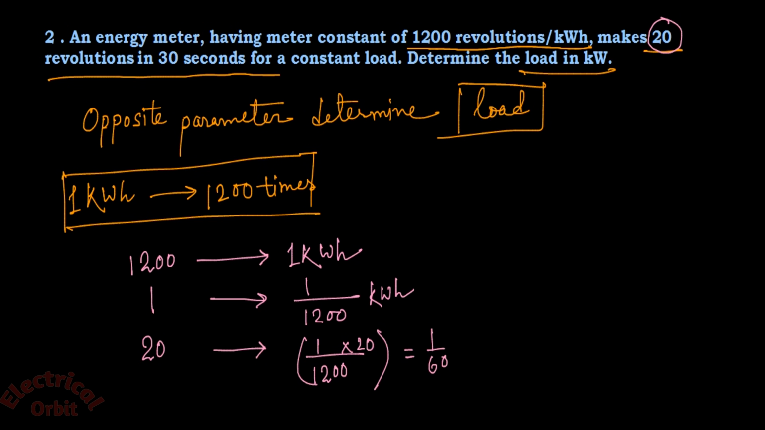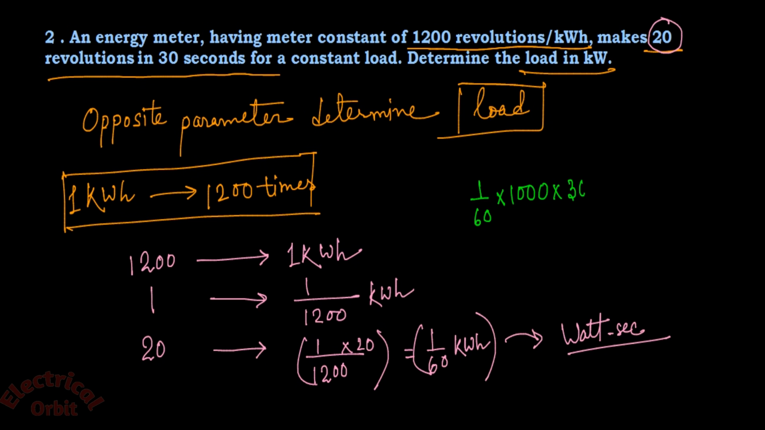That is roughly 1 by 60 kilowatt hour. Now if we try to convert this kilowatt hour energy into watt second, what do we need to do? We have to simply multiply it with 1000 and 3600. So that is equal to this much watt second. Now look at the question. These revolutions are done in 30 seconds. So this is watt second.